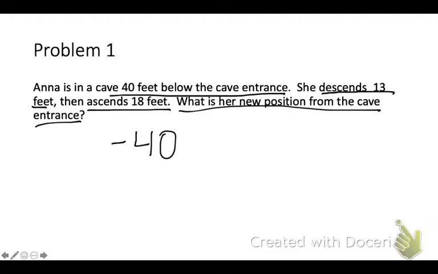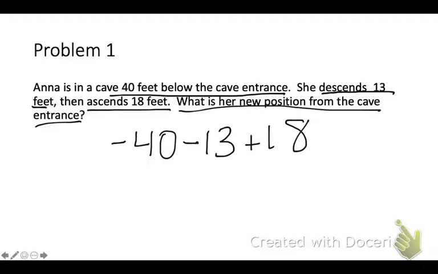The next part of the sentence says she descends 13 feet. Descends means she goes down further, so she's going down, which is minus 13 feet. Then ascends, which means goes up 18 feet. What's her new position from the cave entrance?